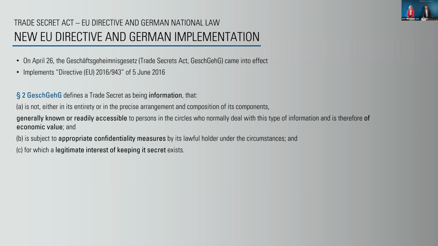The most relevant section is section 2, which defines the trade secret. It's basically information which is not generally known or readily accessible, has an economic value, and is subject to appropriate confidentiality measures. The last point is not that relevant, also not in the EU directive, if you have a legitimate interest in keeping it secret, which is in most cases true.